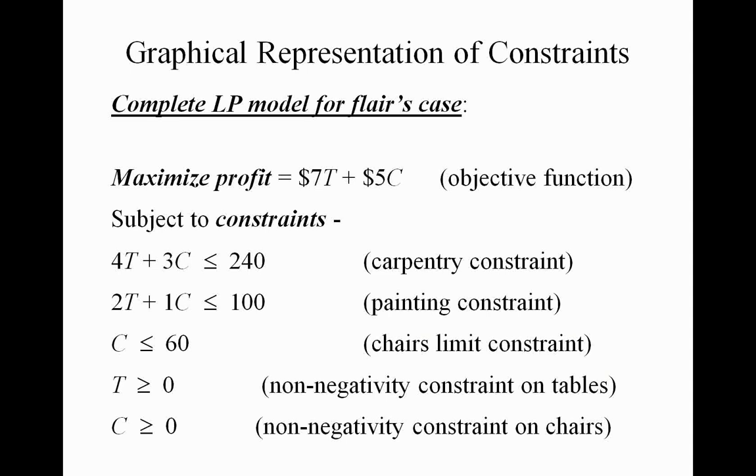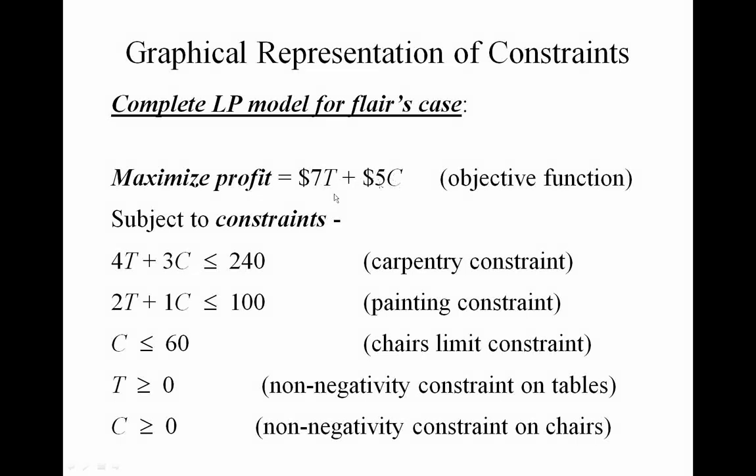So each table gets you $7 in profit. If you produce T numbers, 7 times T, that's the first part that you see here. The 7 times T is the contribution from the tables. Each chair gets you $5 in profit. If you produce C number, then 5 times C is that contribution. So this is the total contribution. That's that additivity that we talked about.